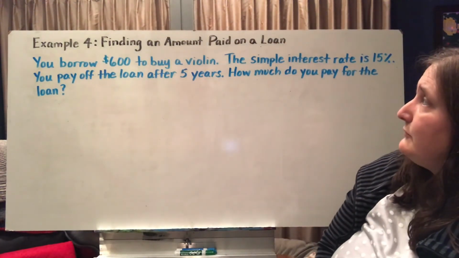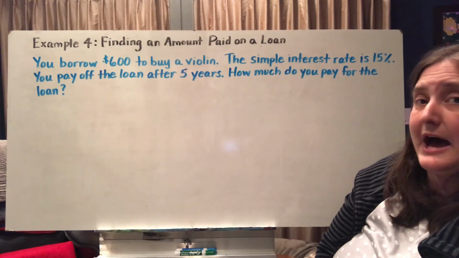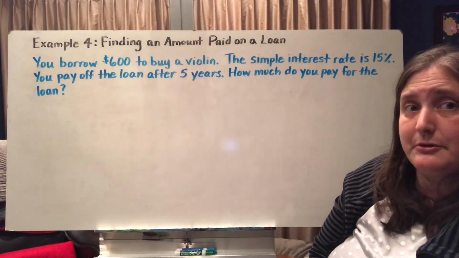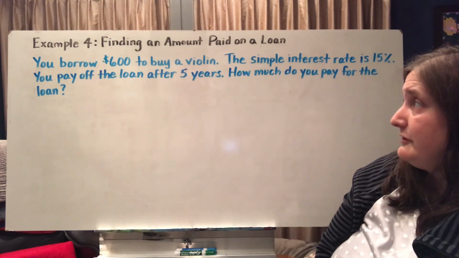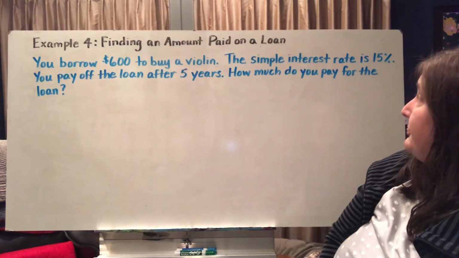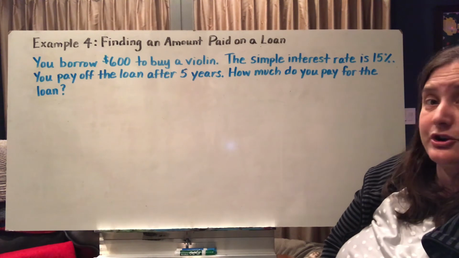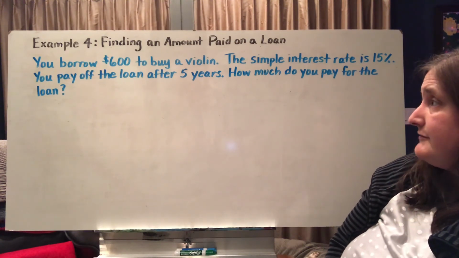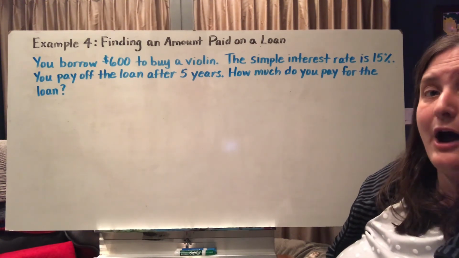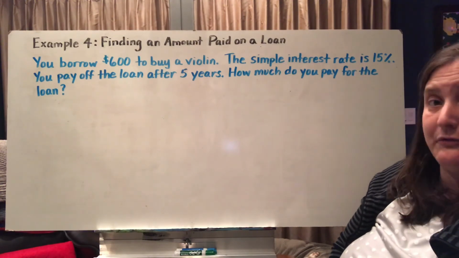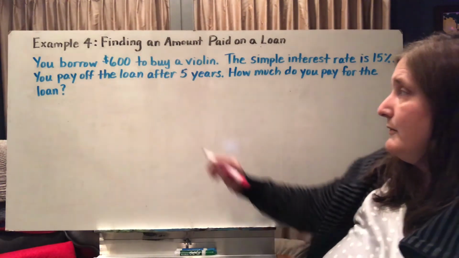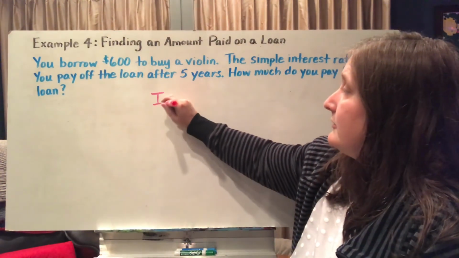All right, for this last one, we're going to find an amount paid on a loan. So let's say you're the borrower. You borrow $600 to buy a violin. The simple interest rate that you're given is 15%, and you're going to pay the loan off after 5 years. They want to know, how much money do you pay for the loan? So you're borrowing $600.